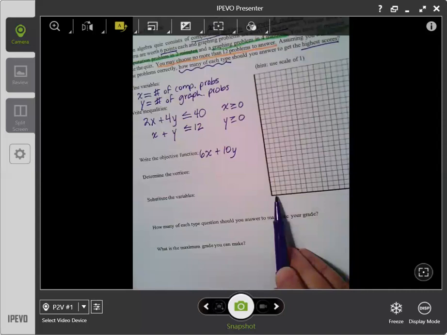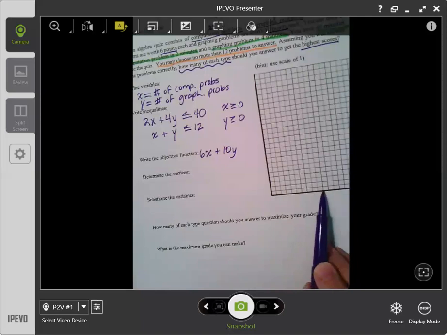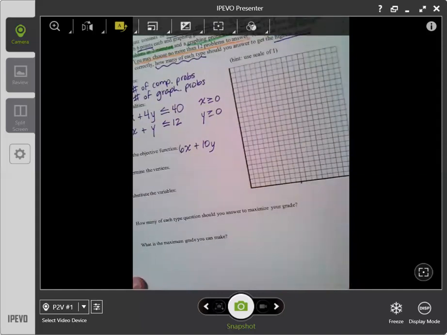So 1, 2, 3, 4, 5, 6, 7, 8, 9, 10. 1, 2, let me just make one more. 1, 2, 3, 4, 5, 6, 7, 8, 9, 10. I think I'm going to go ahead and go by ones. So this would be (20, 0) right here. And then the other point I need is (12, 0). So that's the x-intercept for the other graph.